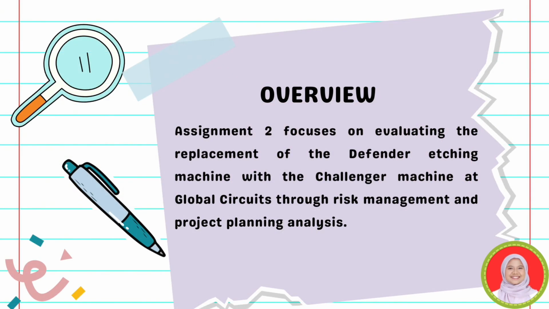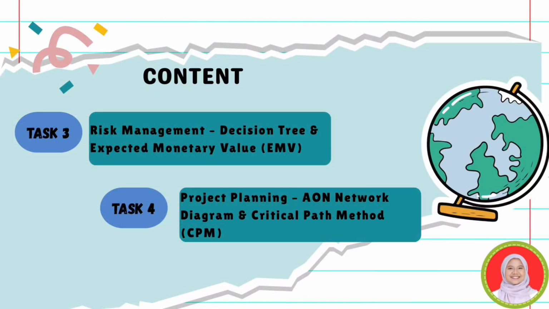This assignment focuses on evaluating whether Global Circuits should replace their existing Defender etching machine with a newer model called the Challenger machine. To make this evaluation, we have applied two main analytical approaches: risk management analysis and project planning analysis. Let me now walk you through the content of our presentation.